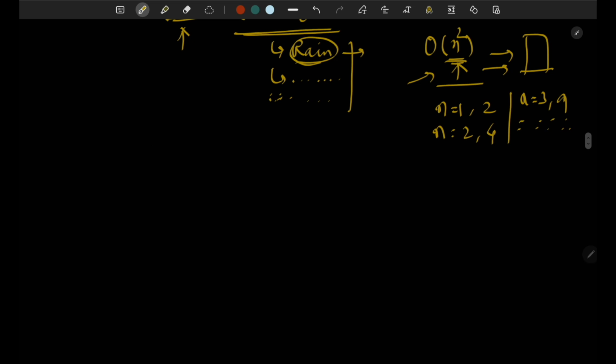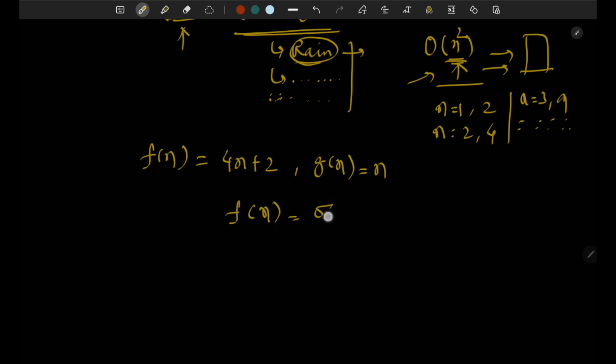Let's assume that we have two functions. The first one is, for example, f of n equals 4n plus 2, and then we have g of n, which is n. Then we are supposed to find out if f of n is big O of g of n or not. So in order for this to happen, we will have to find out that f of n is less than or equal to c times g of n. And what are such c's? The first condition is that this c should be greater than 0 and n naught should be greater than or equal to 1.